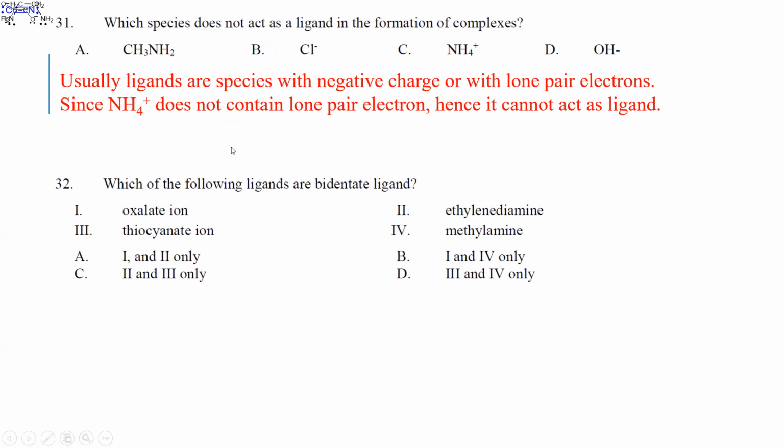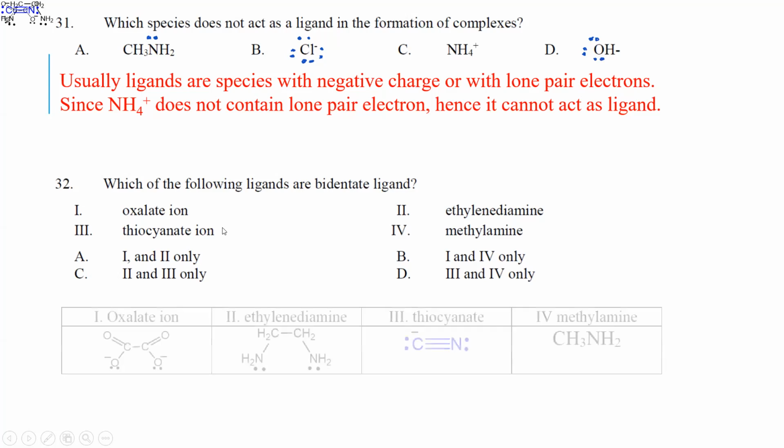Okay, so you can have a lone pair of electrons on nitrogen. For B, it is chlorine, you have a lone pair of electrons. And then the OH minus, you also have a lone pair of electrons. So all of them can act as a ligand except for NH4. Okay. Then number 32, which of the following are bidentate ligands?